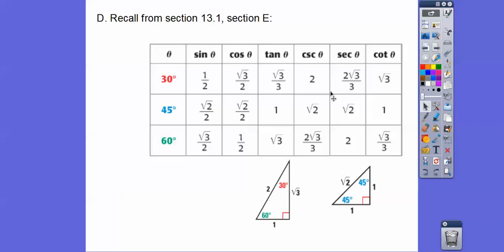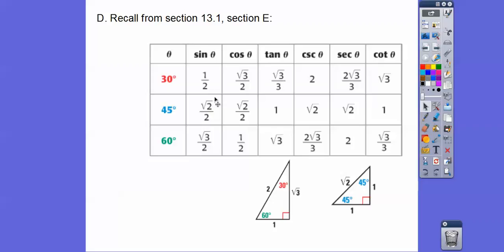We had 30, 45, 60 degree angles right here. Let's just look at this 30 degree angle. The sine of this 30 is opposite over hypotenuse, so it was 1/2. The cosine of this 30 was adjacent over hypotenuse, so that's where we got root 3 over 2. The tangent of 30 was 1 over root 3, which we multiplied by root 3 over root 3 to get root 3 over 3.